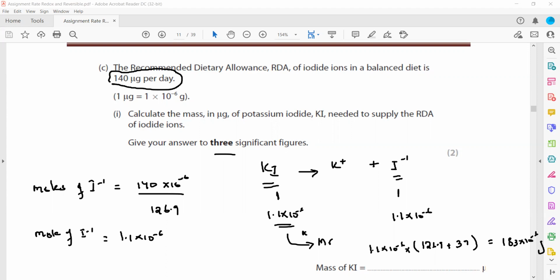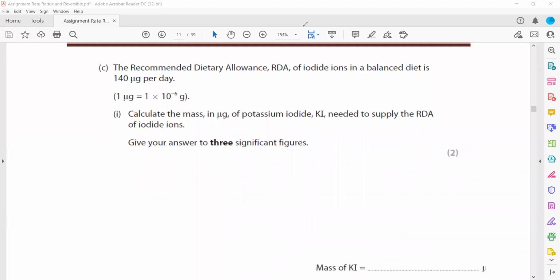So this is the amount of potassium iodide which we should intake every day to get this amount of iodide in our diet. Is it clear, this question? That is how we work out the mass of potassium iodide needed in the diet so that we can have a balanced diet and iodine intake.